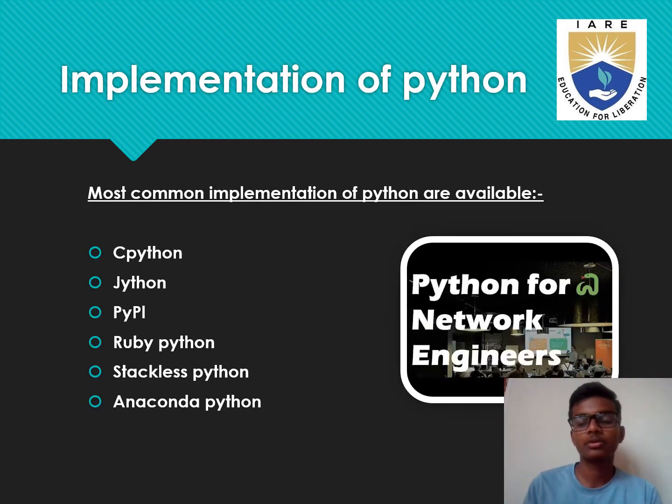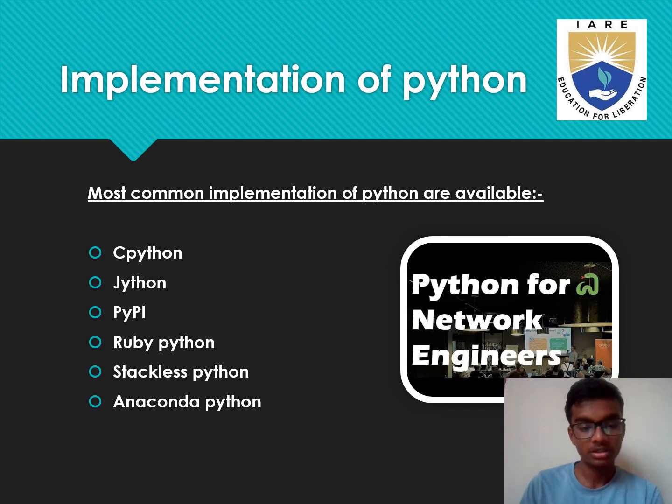Implementation of Python language. There are some common implementations of Python available. First one is CPython. CPython is the reference implementation of the Python programming language written in C and Python. CPython is the default and most widely used implementation of the Python language. CPython can be defined as both an interpreter and a compiler as it compiles Python code into bytecode before interpreting it.